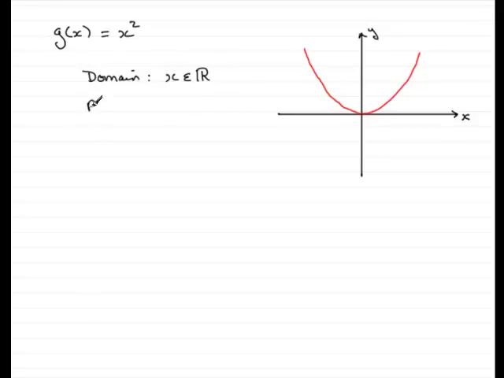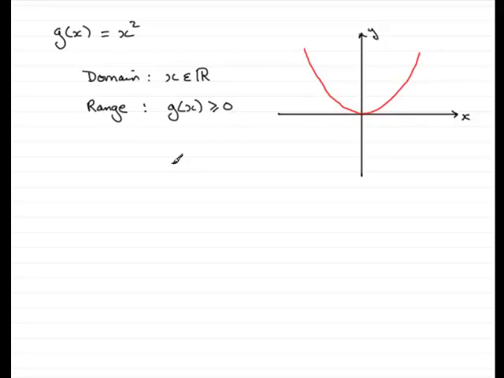However, when it comes to the range, we can see from the graph that the range extends from this lowest point here all the way upwards, because any of these values would give values on the y-axis that would keep going up like so. So we say that the range is g of x is greater than or equal to 0.